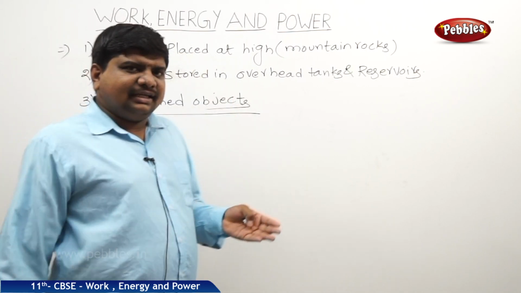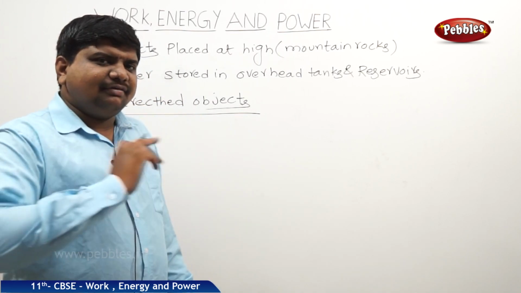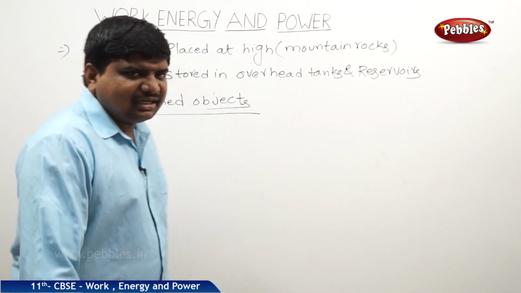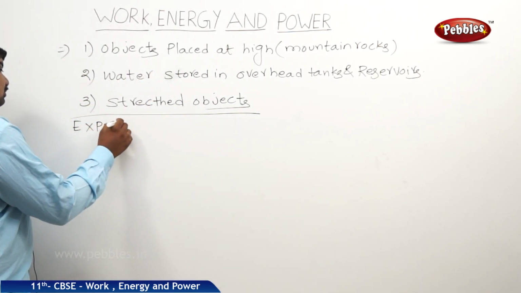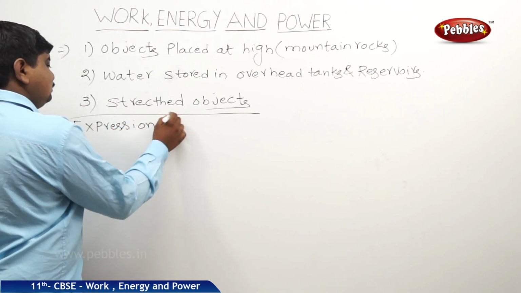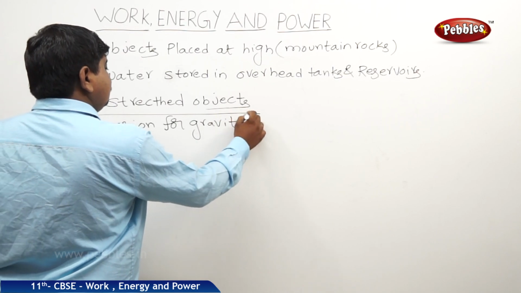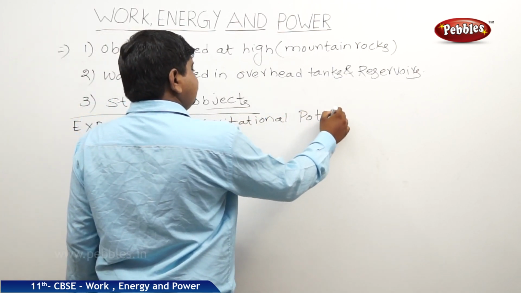As we discussed earlier, potential energy has two types. One is gravitational potential energy. The second one is elastic potential energy. We will see the expression for gravitational potential energy now.